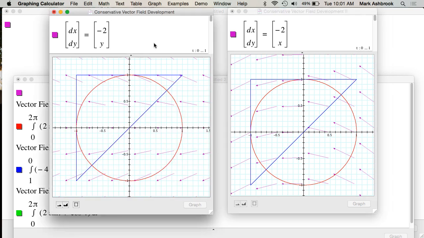This vector field, both loops gave us a 0 for the line integral. This one, both of them gave us a non-zero number. So why? What's going on here? What is it about these two vector fields? What is it about this vector field or this vector field that's resulting the way it is? So what about negative 2y and negative 2x?